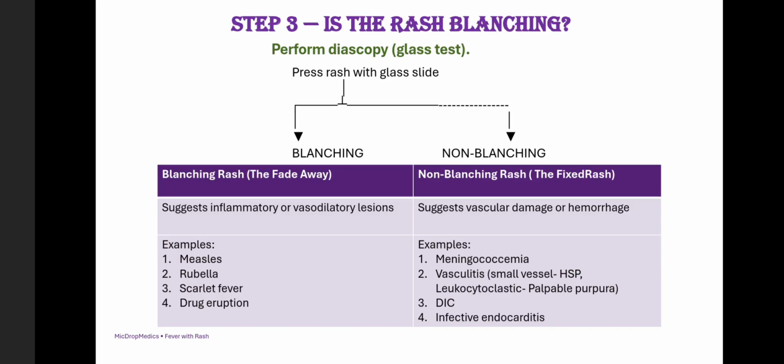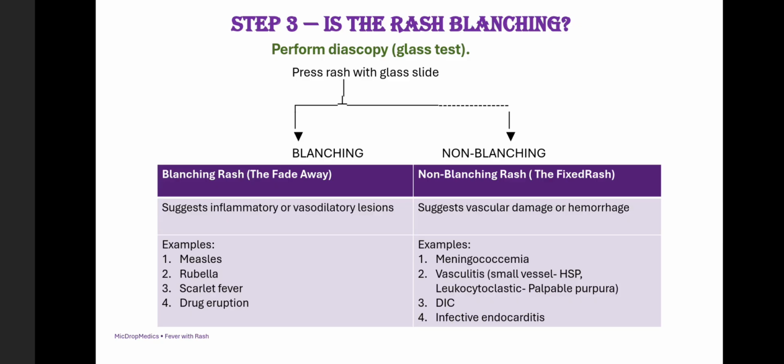Now in step 3, you get hands-on, where your thumb or a glass slide is faster than any lab test. So don't just look, start pressing. If you press the rash and it disappears, that's the blanching or the fade away rash. This means that blood is still in the pipes and is tucked away in the capillaries. We call this the vasodilatory lesions, likely viral or inflammatory, where the blood vessels are still intact. So this is your supportive care zone and it gives you a moment to breathe.